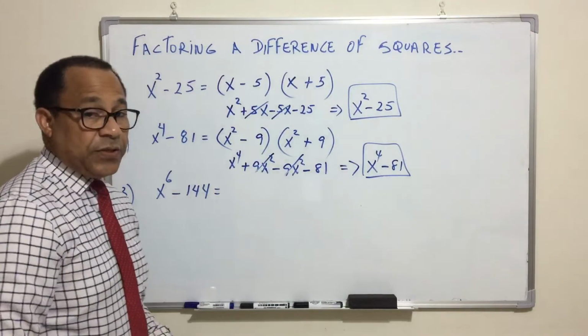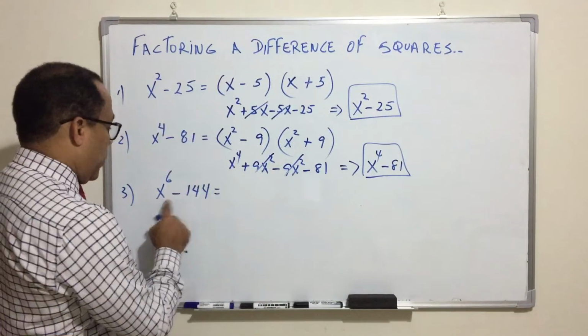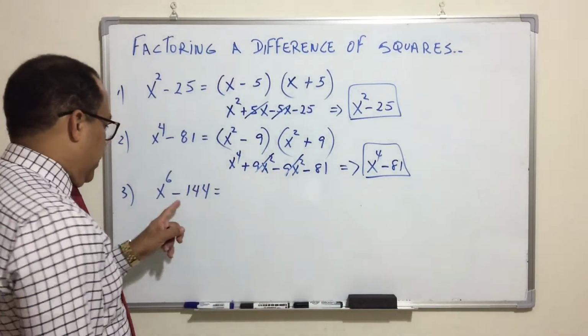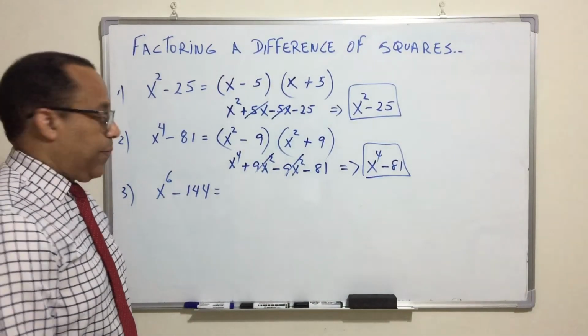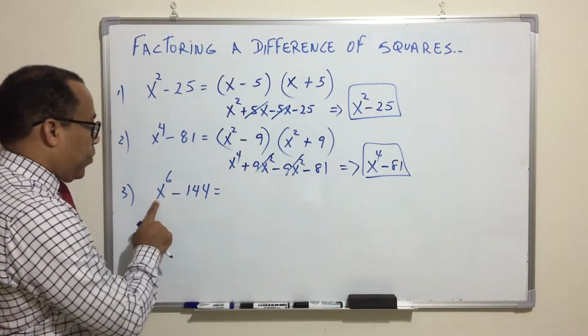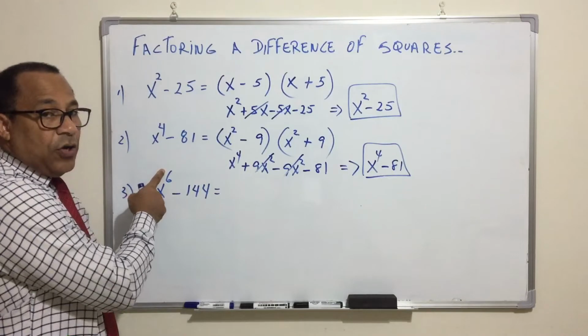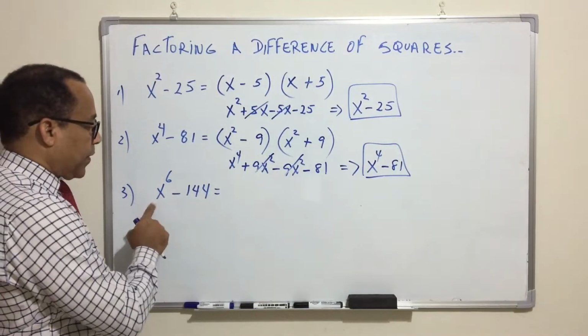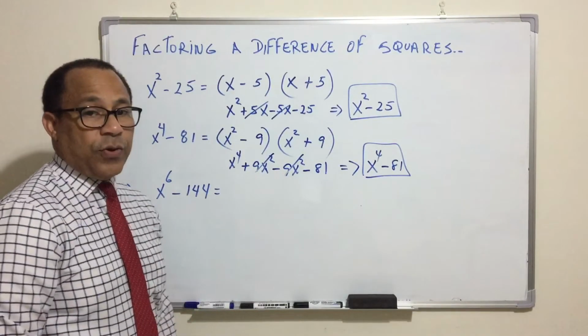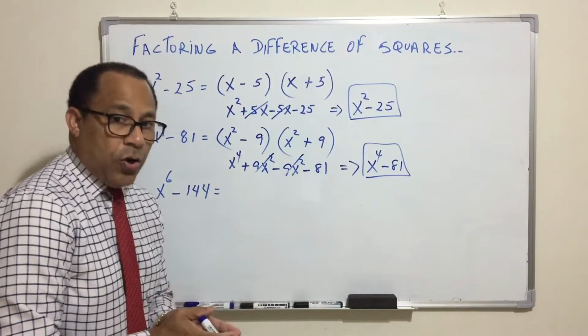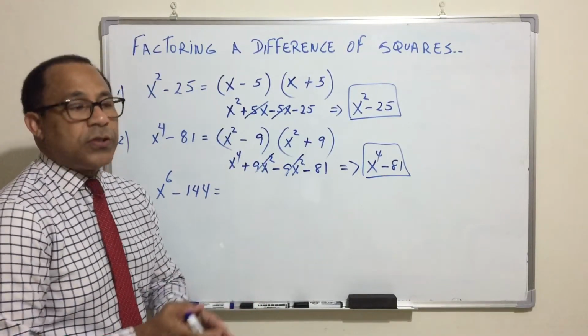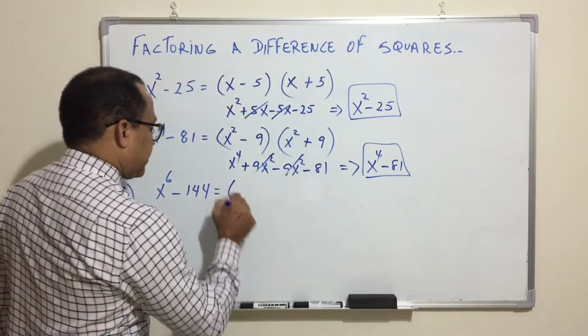Let's see if it's a difference of squares. First of all, two terms, 1 and 2. Negative sign between them, yes. The first term has a square root, yes, because the power is an even number. It does have a square root. The second term also has a square root. Now that we know it's a difference of squares, we can factor it.